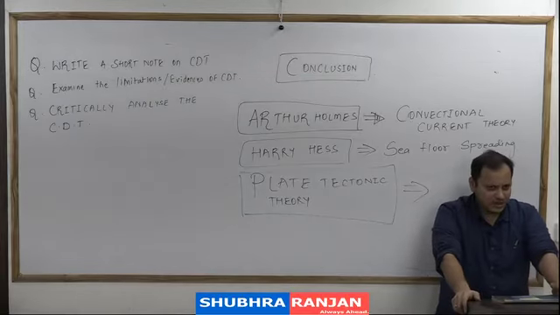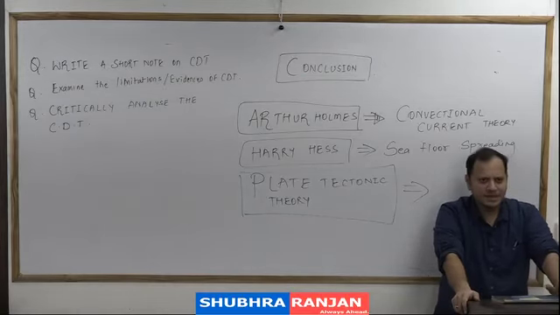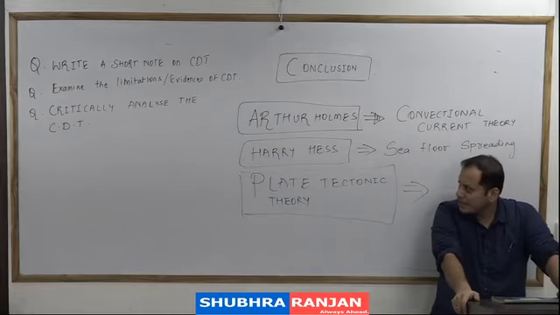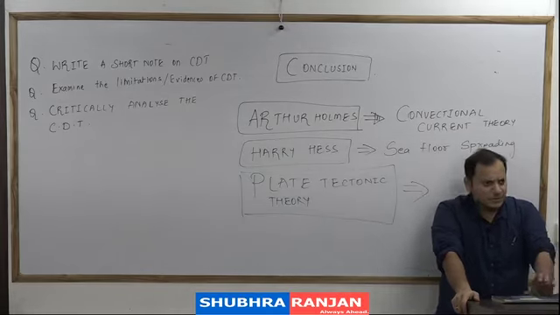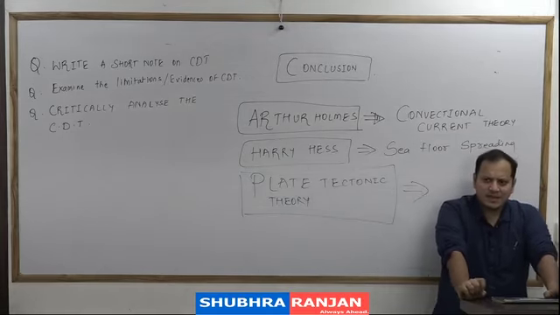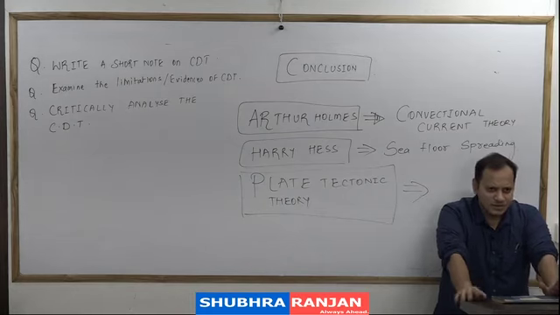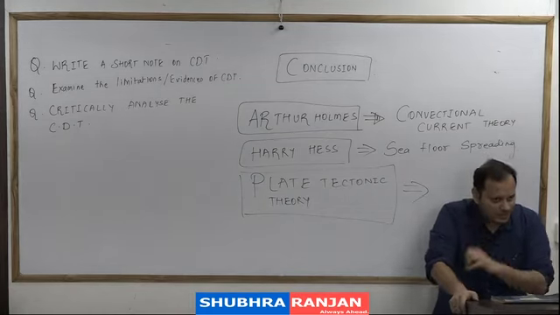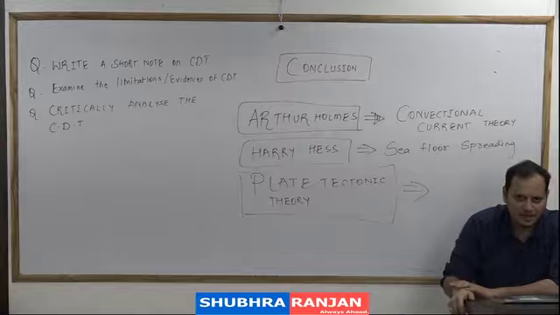Simple, they can ask you to write a short note on the continental drift theory, in 200 words. They can ask you specifically to examine the evidences. They can ask you to point out the limitations of the continental drift theory. And the third question can be to critically analyze the continental drift theory.